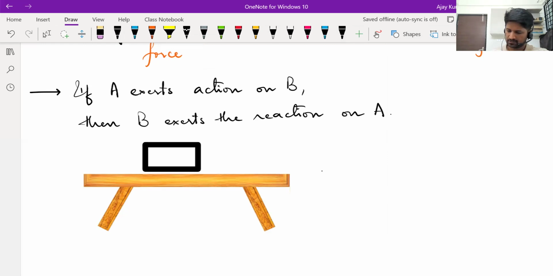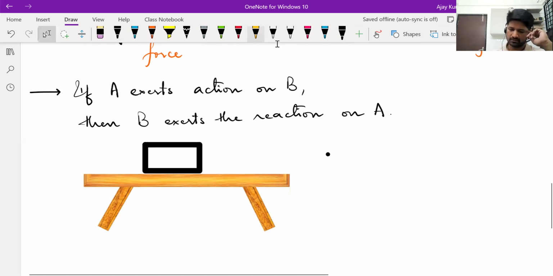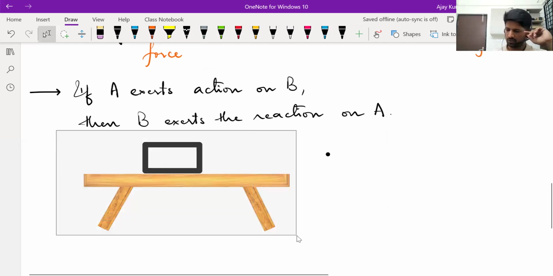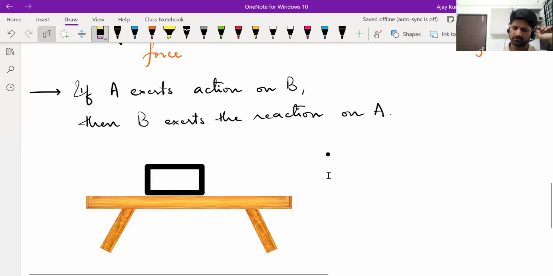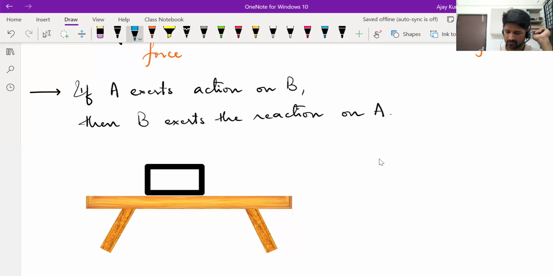Tell me, suppose there's a table with a block placed on it like this. One of you tell me what forces act on the block. The system is observed to be at rest. Okay, table plus block, everything is observed to be at rest. What forces act on the block? Gravitational force, that is its weight, correct? Weight acts downward, so let us indicate the force like this. Now listen, weight of the block is one of the forces acting on it.